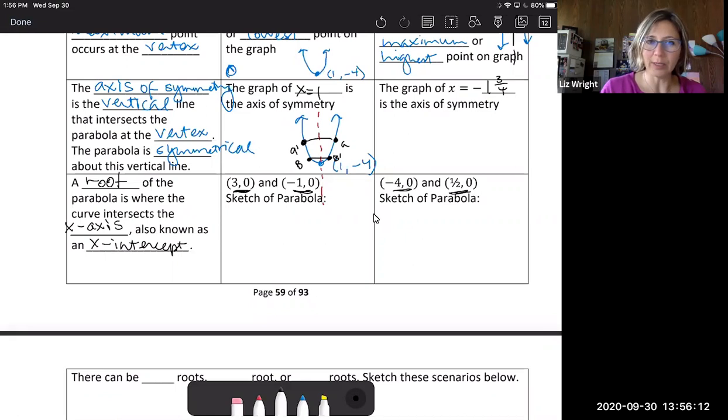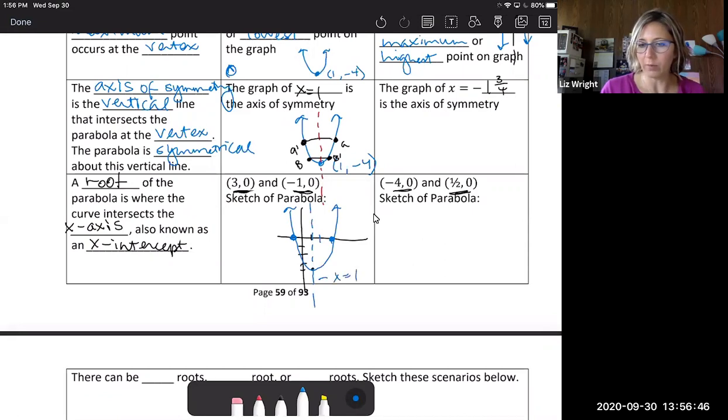So if we're just doing a really quick sketch of this, what I would do is note the fact that we've got our vertex at 1, -4. So I'm going to put that here. And then we know that one root is going to be at 3, 0, and the other one is going to be at -1, 0. We know it's opening up. So we've got that. And we know that our axis of symmetry goes through x equals 1 for that.